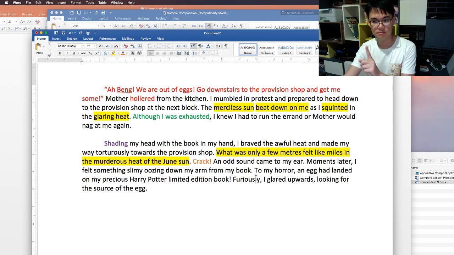No, it doesn't come from the bird. Crack is the sound. An odd sound came to my ear. All right. So that's onomatopoeia, or starting with a sound. Moments later, I felt something slimy oozing down my arm from my book.